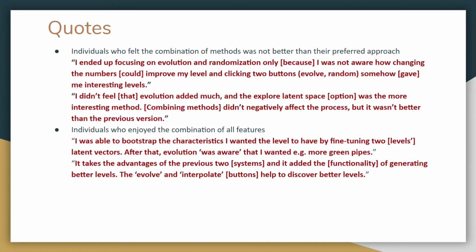And I have some quotes here that elaborate on those findings a bit. Individuals who preferred one specific method and didn't really feel the combination was better said things like this. One said, "I ended up focusing on evolution and randomization only because I was not aware how changing the numbers could improve my level, and clicking 2 buttons, evolve, random, somehow gave me interesting levels." So this person preferred evolution over direct exploration, and when exploration was available as an option as well, they felt it didn't add anything. If it isn't broke, don't fix it.